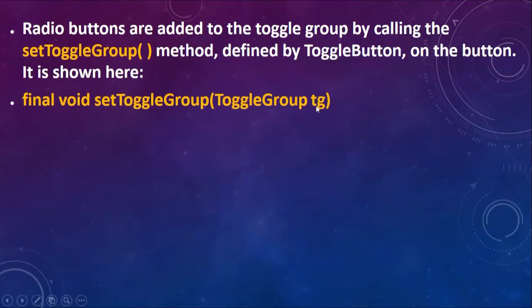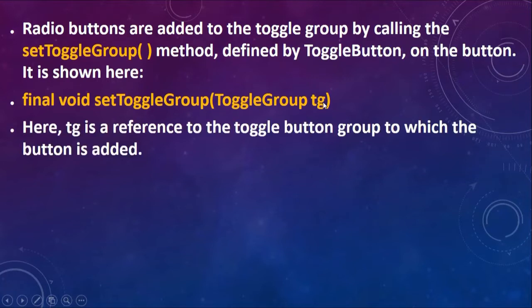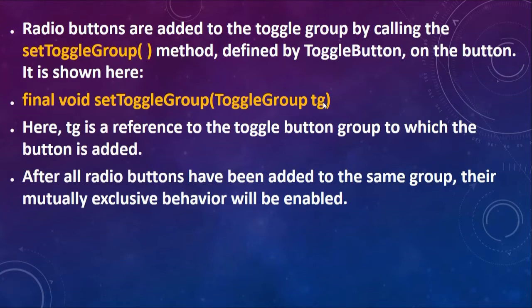Here is the ToggleGroup object. This is the setToggleGroup method, and then you can use it as radioButtonName.setToggleGroup, and in brackets the object name of the toggle group. We shall see this in a program. After all the radio buttons have been added to the same group, their mutually exclusive behavior will be enabled.